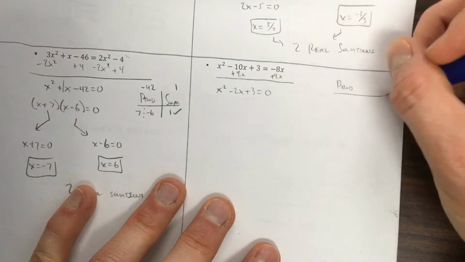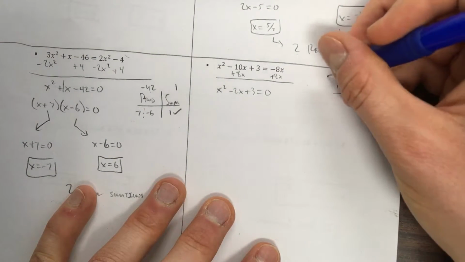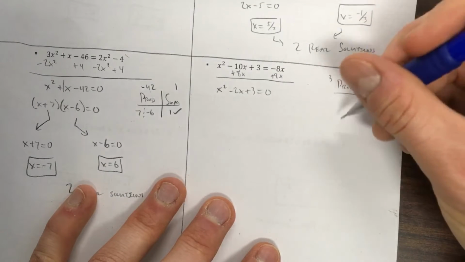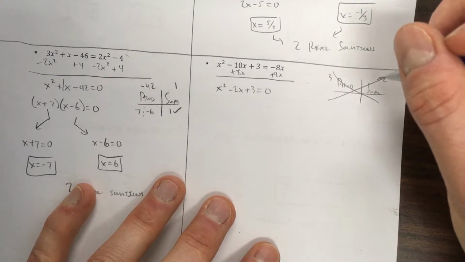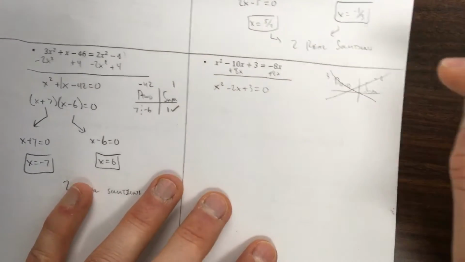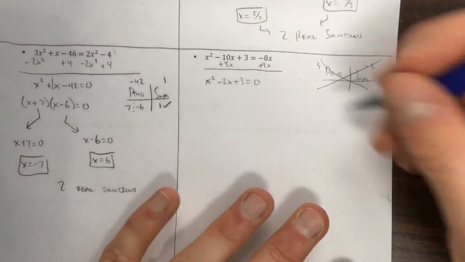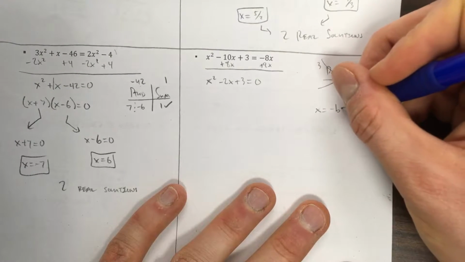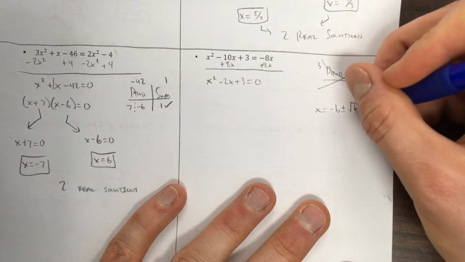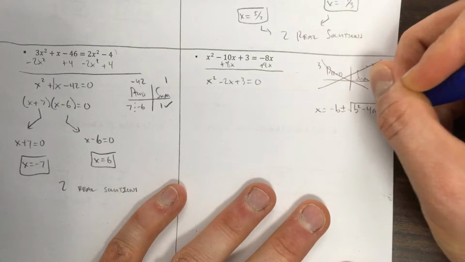Now we could try product sum. Two numbers that multiply to give us 3 and add to negative 2. That's not going to work though. We can't do it. No AC because there's a number in front. So what do we have to do? We have to use our beloved quadratic formula. Not an assessment, you will need to know this.